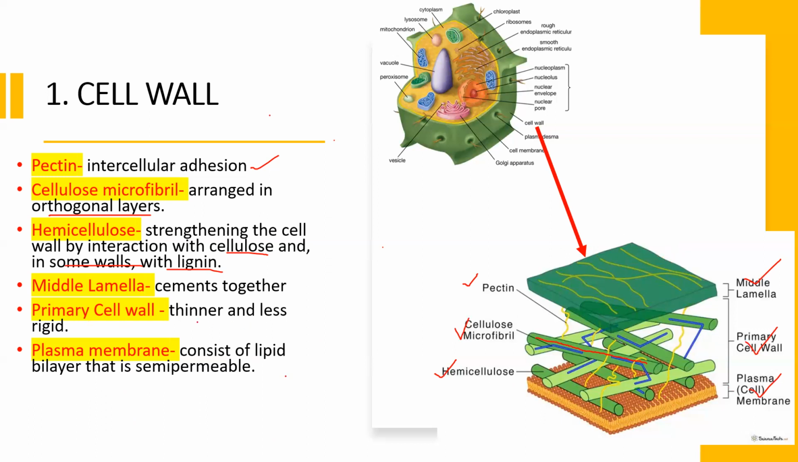And then, we have also the primary cell wall. So the primary cell wall that is thinner and less rigid. So to allow for cell wall expansion during growth. So anong ginagawa ng primary cell wall? Bakit ganyan ang kanyang formation? Kasi ang plants natin, lumalaki siya.